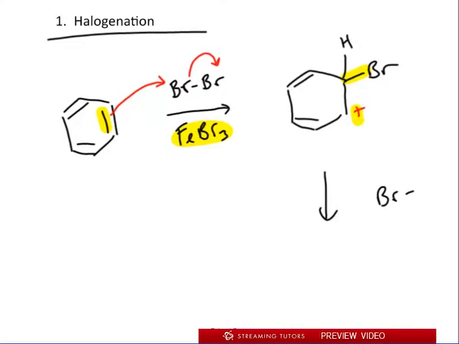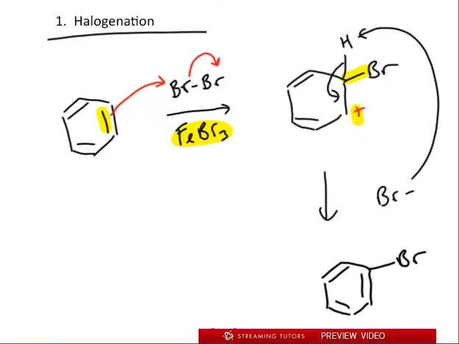Let's say Br minus, you pull off the H and you recreate your benzene. You recreate your aromatic system, and that's halogenation. Okay, so without this FeBr3, nothing would happen.